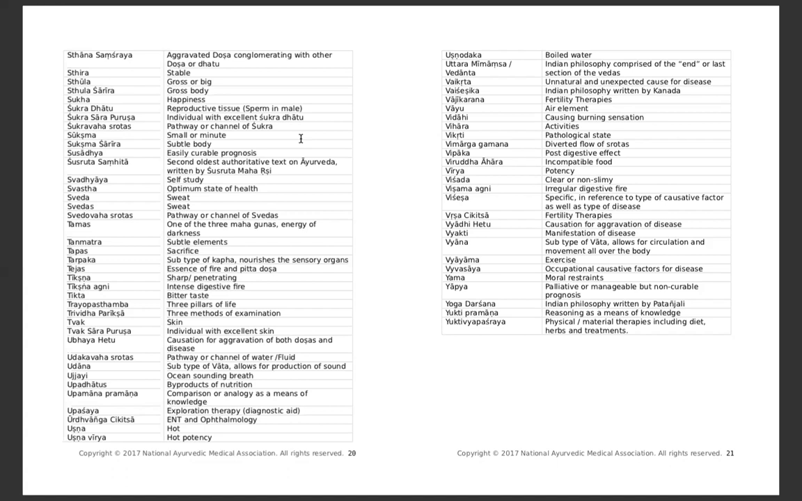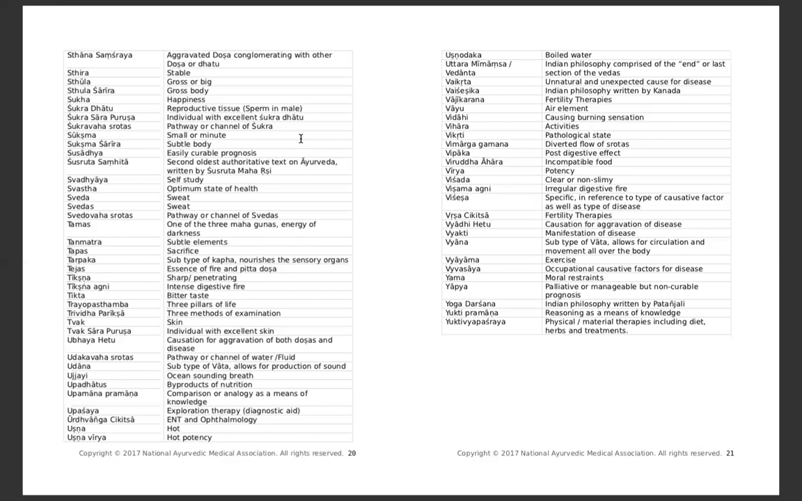Ubhaya Hetu is a cause for aggravation of both doshas and disease. So Ubhaya generally means two. Udaka Vahasrotas is a pathway for water or fluid. Udana is a type of vata. Ujjayi is that breath that we use in pranayam. Ujjayi pranayam, ocean sounding breath. Upadhatus are byproducts. Right? So we all remember byproducts. We learned that in our dhatu lectures. Upamana pramana is using an analogy, an upama, as a means of knowledge.